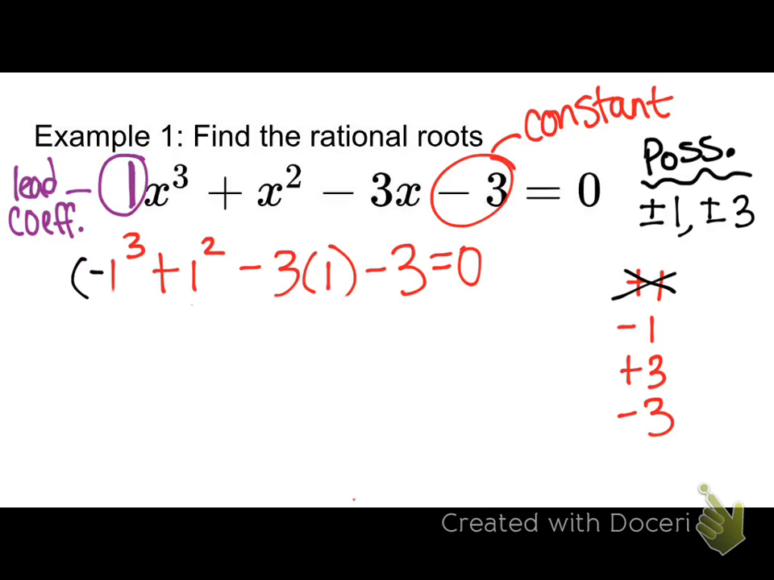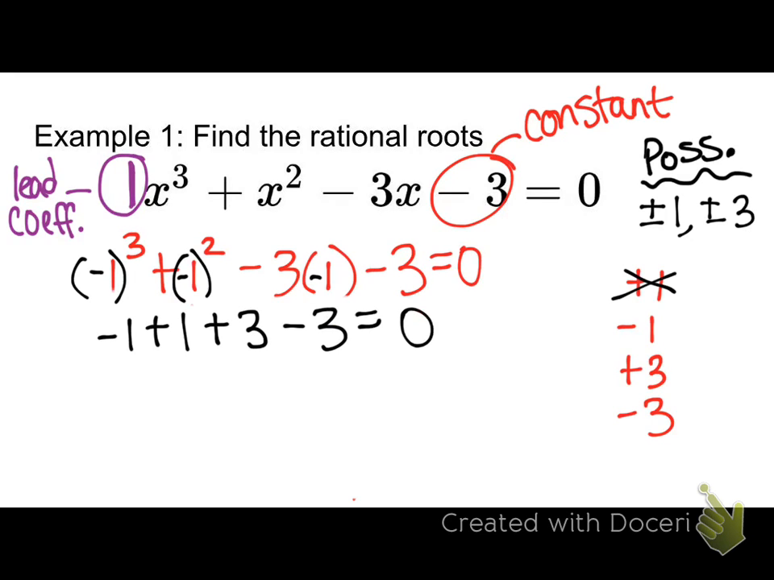I'm going to add parentheses around these ones that have exponents. When you've got a negative being raised to an exponent, you need to be a little bit more careful with it. Negative 1 to the third power is negative 1. Negative times a negative times a negative. Okay, plus, what is negative 1 squared? 1. Negative 3 times negative 1. Plus or minus 3? Plus 3, and then there's a minus 3 on the end. Okay, you might already notice what's going to happen here.